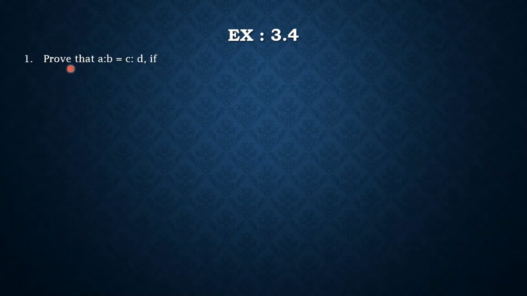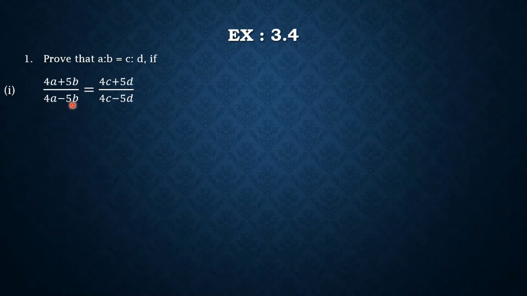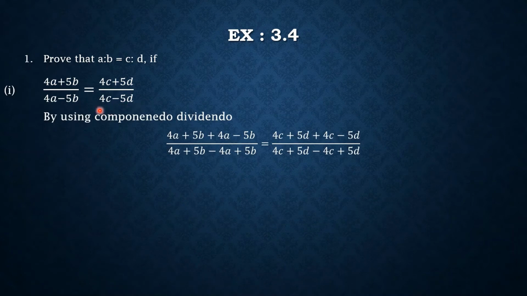We have to prove here that A ratio B equals C ratio D if 4A plus 5B over 4A minus 5B equals 4C plus 5D divided by 4C minus 5D. This relation is given, and we have to prove that A ratio B equals C ratio D. So we will use here the theorem of componendo dividendo.